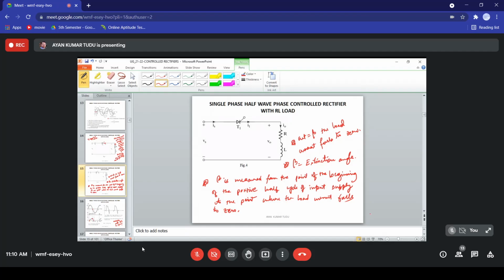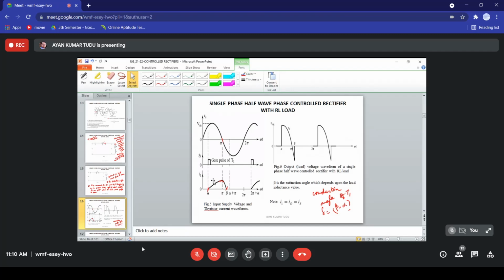Okay, so this is beta. So basically what we are trying to say is that it is measured from this point, the positive half cycle of the input supply, to the point where the load current falls to 0. Okay, from this point to here, that is the value of beta that we are actually measuring.